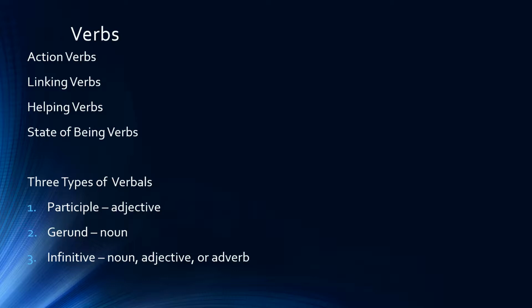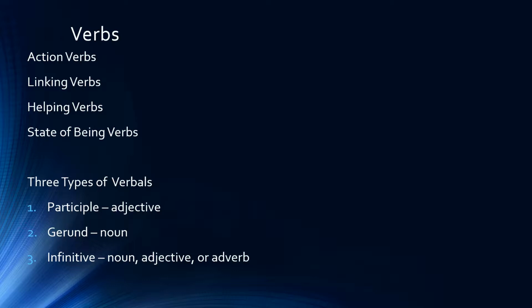Helping verbs are words that help verbs, such as we are going. Are would be a helping verb. State of being verbs, and we'll discuss those in just a few minutes, are verbs that identify the subject with another word in the sentence that identifies or renames the subject.